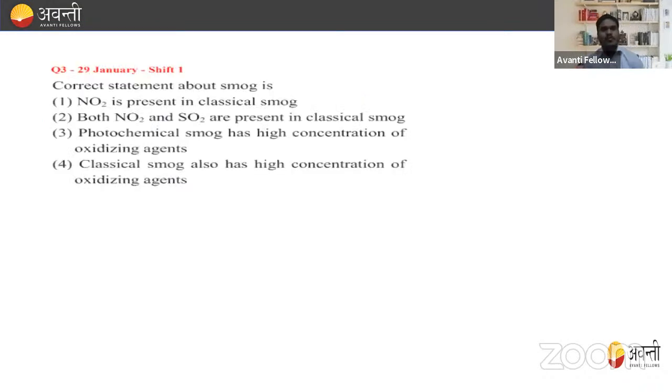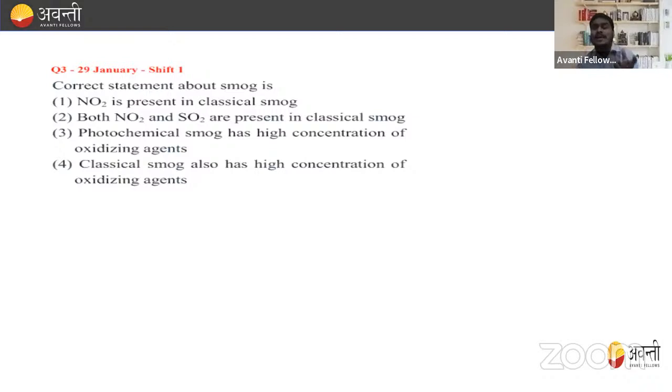Now, what is correct about smoke? In environmental chemistry, we study two different types of smog: classical smog, or London smog, and photochemical smog. Please try to learn the difference between these two. Photochemical smog takes place only in the presence of sunlight, whereas London smog can take place at any time.